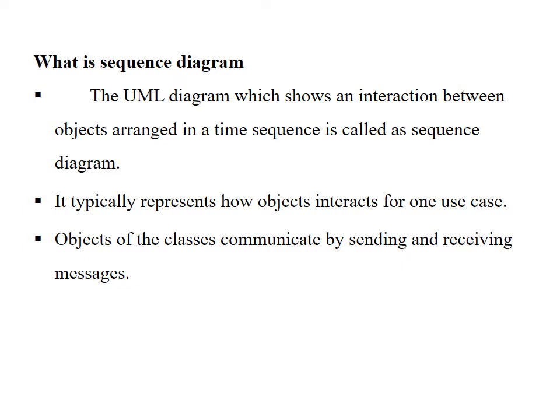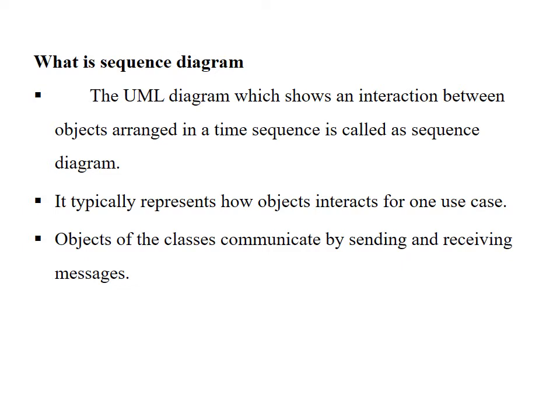The UML diagram which shows an interaction between objects arranged in a time sequence is called a sequence diagram. Please note the keyword time sequence. Here the messages will follow a time sequence. It typically represents how objects interact for one use case. Here only one use case will be taken. For that one particular use case, a sequence diagram will be drawn with a number of communication messages.